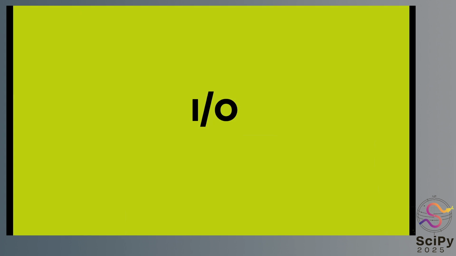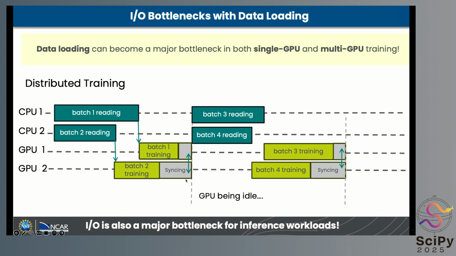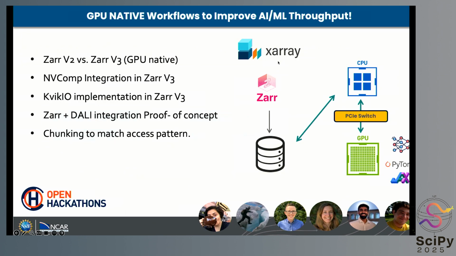I also wanted to talk about I/O, and I/O is another big bottleneck in a lot of our workflows. Again, this is just a schematic of it. If we reduce this, now I/O and the loading of data becomes a very big bottleneck in our workflows. That's true for both single GPU and multi-GPU training, and also for inference workflows.